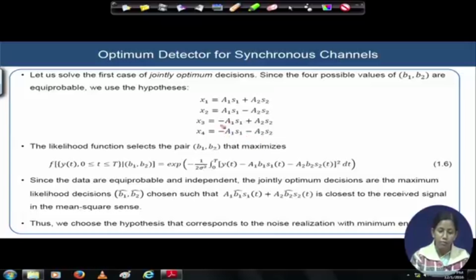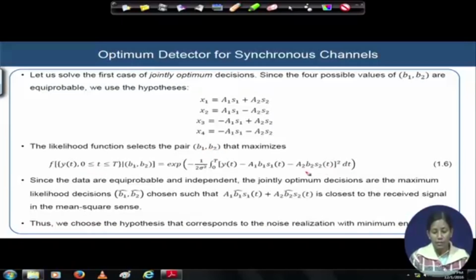So, for every situation we have assigned one hypothesis, and the likelihood function should select a pair of B1 and B2 such that this pair maximizes equation 1.6.